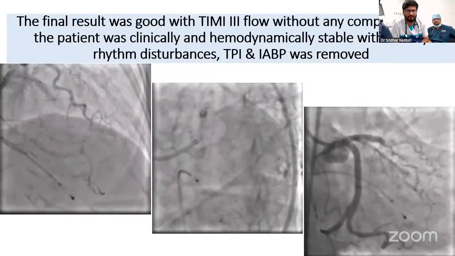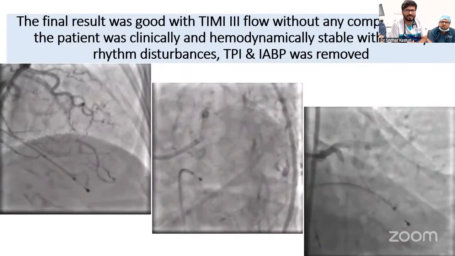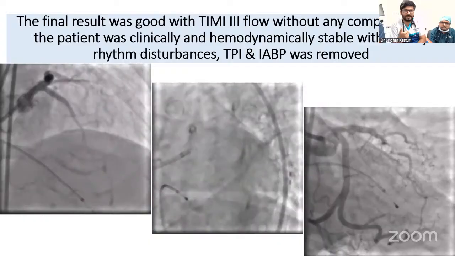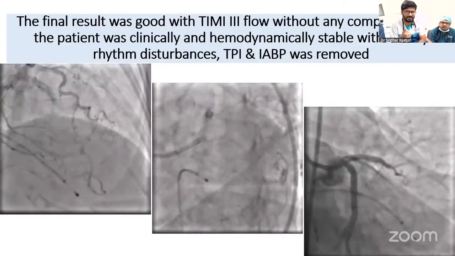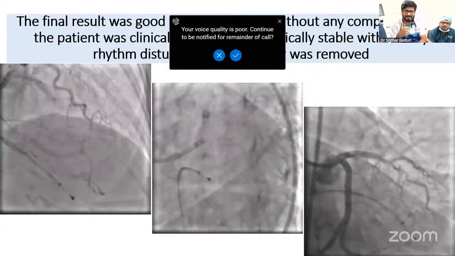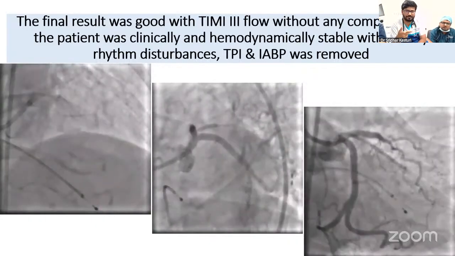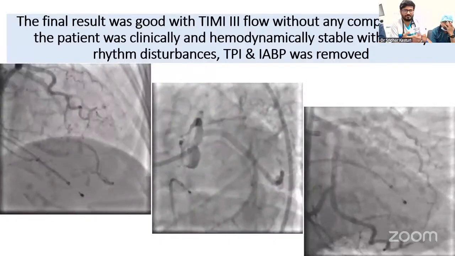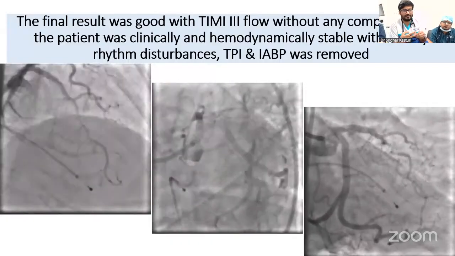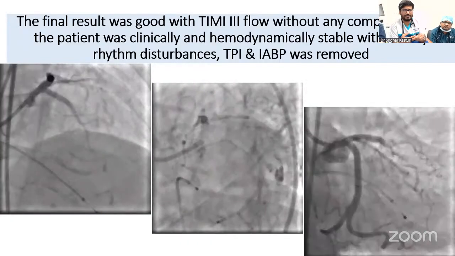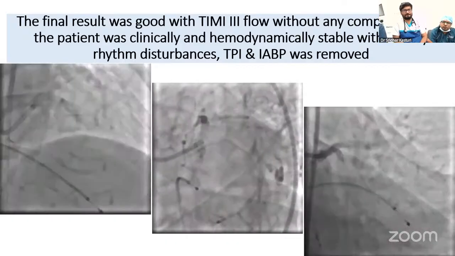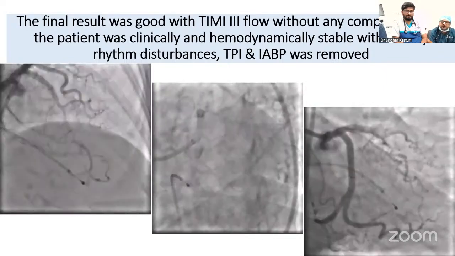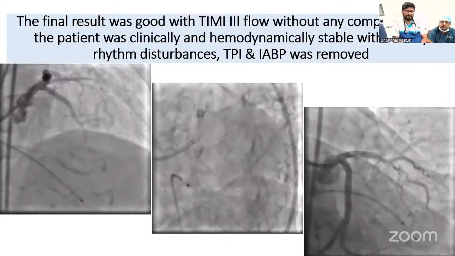Yes, in this case, we can summarize it in simple words: we have used 3Ds. We have defined the lesion morphology very nicely. Then we decided what to do with the plaque modification with calcium, and then we nicely delivered the treatment. So 3Ds we have done nicely here: defining the lesion, deciding the treatment, and delivering the treatment. And instead of confining to one plaque modification strategy, we can use a combination of plaque modification strategies as we have used in this case, and we got a better result.